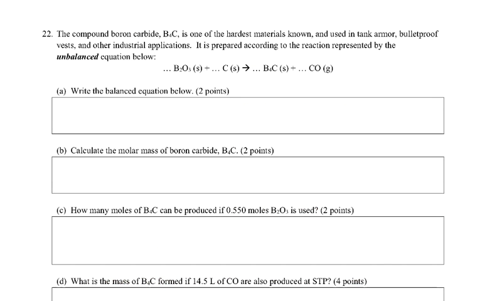Okay, the compound boron carbide is one of the hardest materials known and is used in tank armor, bulletproof vests, and other industrial applications. It's prepared according to the following reaction. Write the balanced equation.